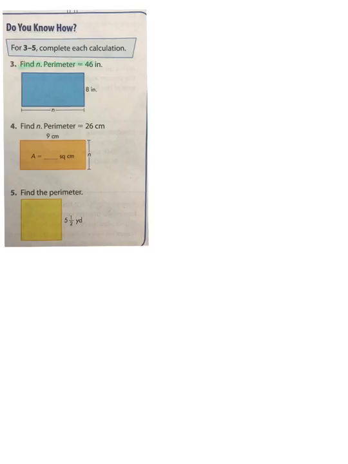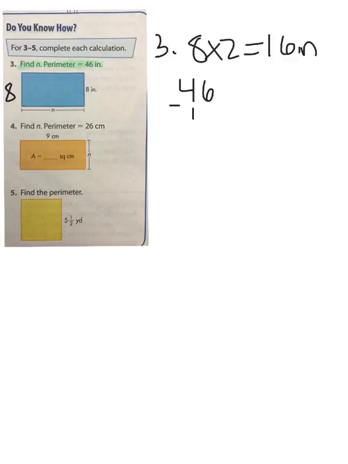We need to find n if the perimeter is 46 inches. So if I know that one side is 8 inches and the perimeter is 46, if I know one side is 8, I know that the other side is 8. So I'm going to add those together or multiply 8 times 2 and get 16. For number 3, the first thing I did was 8 times 2, or 8 plus 8, to get 16 inches for the other side. Now I'm going to take 46 and I'm going to subtract 16 to see how much the other two sides are.